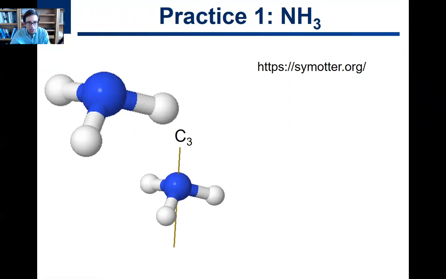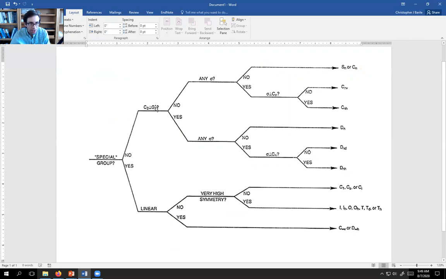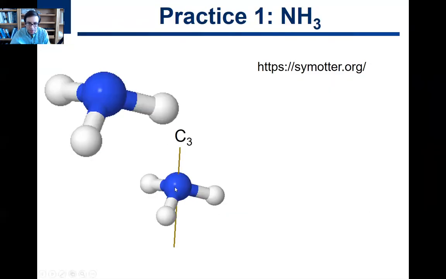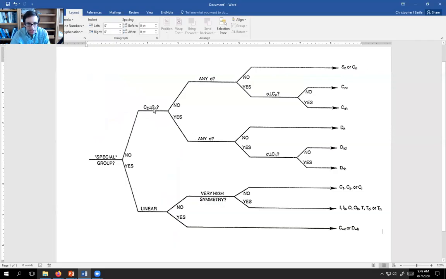Now, what was the question? The question is, so now we know Cn, there's C3. Is there a C2 perpendicular to that C3? And so we're looking for some horizontal mirror plane there. And you can see if you were to draw a horizontal mirror plane here, this is like a tripod pointing down. If you were to do that, all those hydrogens would be pointing up. So that's a very different shape, right? So that is not symmetric. And again, if you want to visualize this, please use the simotter.org website, which is great. So the answer to that question is no.